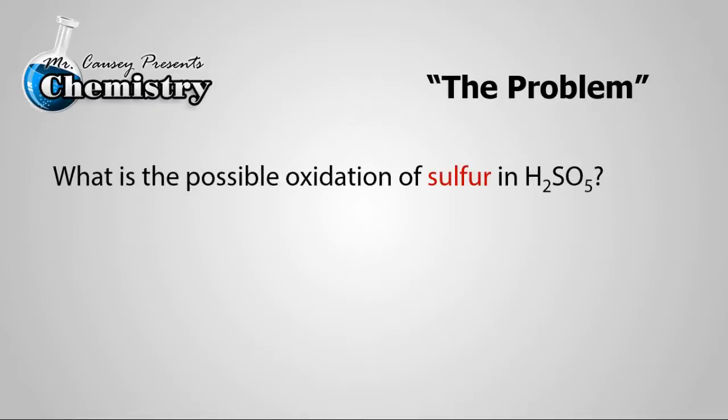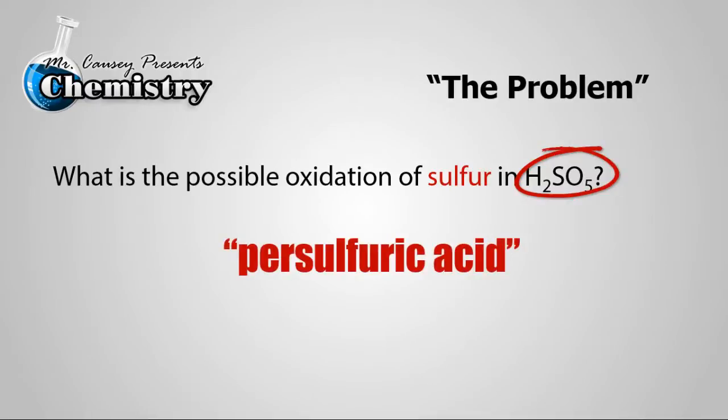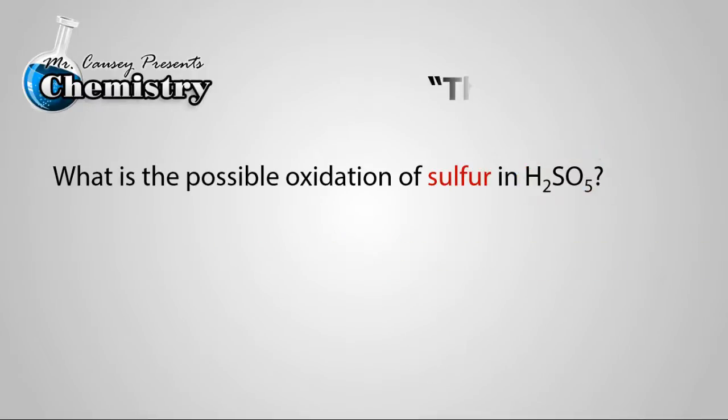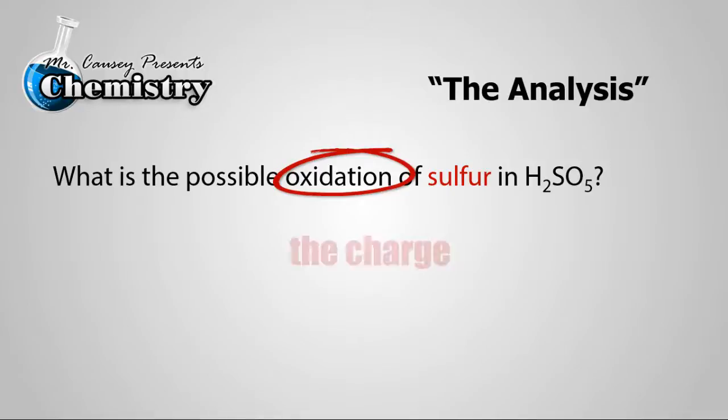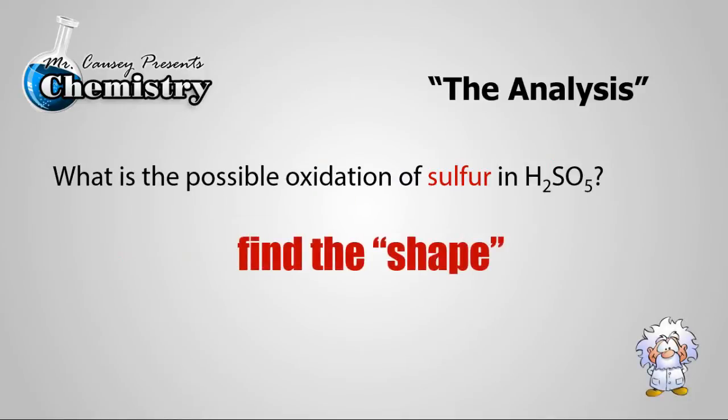So the problem here is, what is the possible oxidation of sulfur in H2SO5, which happens to be, because of its extra oxygen, not sulfuric acid, but persulfuric acid. And when I think of oxidation, I think of charge. So in order to find the charge, I'm going to have to probably find the shape of this molecule. So let's go to the magic blackboard.